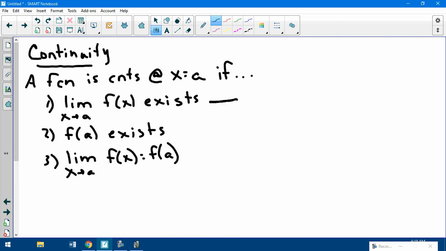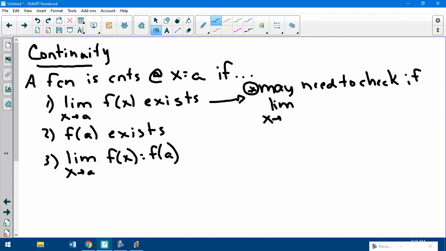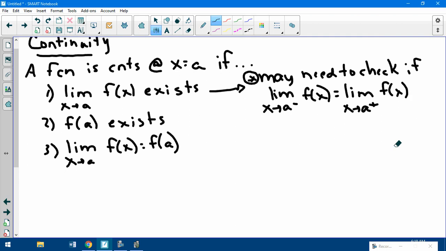Now, you'll see in a second, in order to check if the limit exists, just know that you may need to check if the limit as x goes to a from the left of f of x equals the limit as x goes to a from the right of f of x. Especially if it's a piecewise function and you're at one of those breaks, in order for the limit to exist, the left-hand limit has to equal the right-hand limit. Okay.